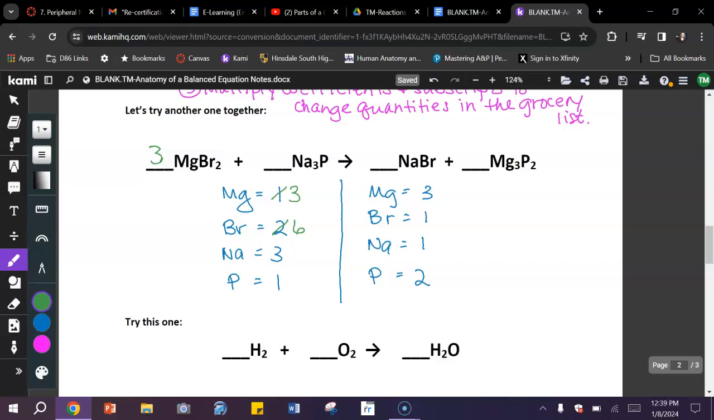Well, now I want to look at my bromines. On my product side, I only have 1 bromine. How do I get 6? I have to put a 6 as my coefficient. And remember, you're multiplying your coefficient by your subscript. So 6 times 1 sodiums is 6, and 6 times 1 bromine is 6.